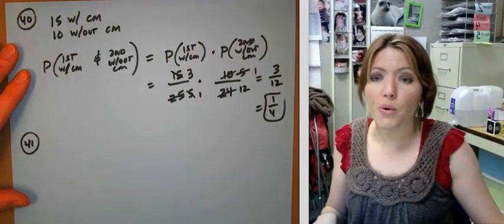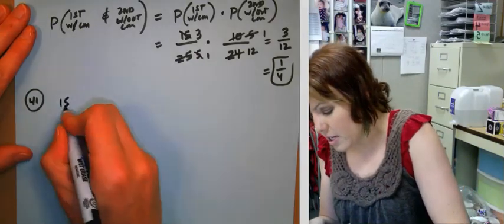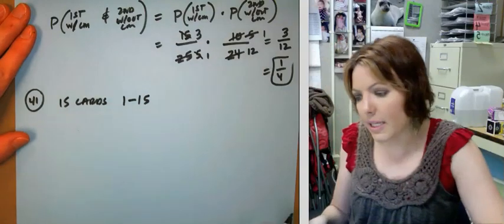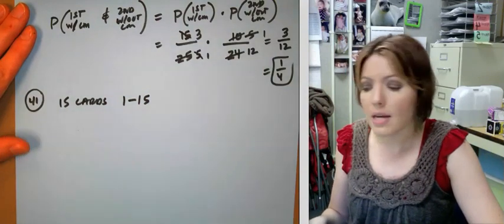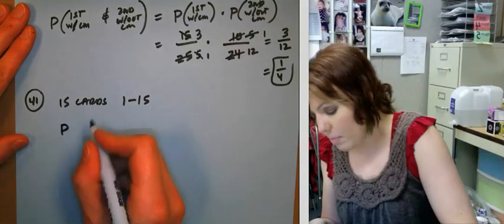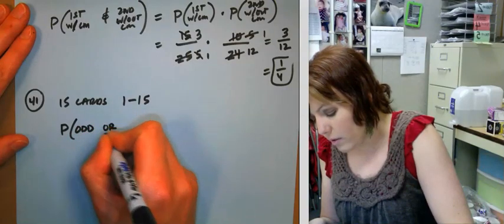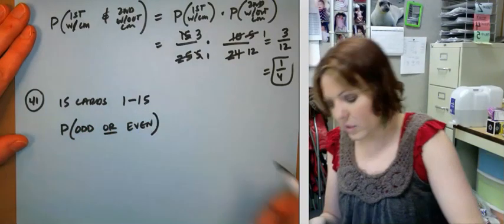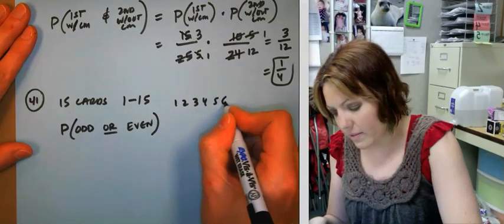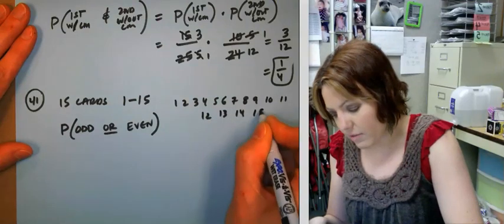Okay, here we go with number 41. A box contains 15 cards labeled 1 to 15. What's the probability that when one card is drawn, only one, it is either an odd card or an even card? Okay, so the probability that you draw an odd or an even. So let's see, 1, 2, 3, 4, 5, 6, 7, 9, 10, 11, 12, 13, 14, 15.